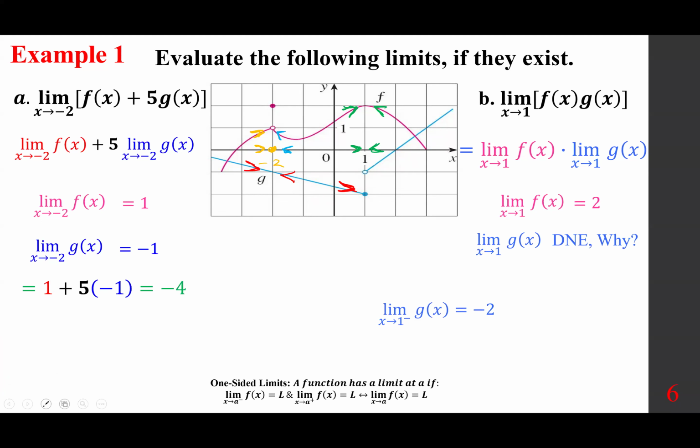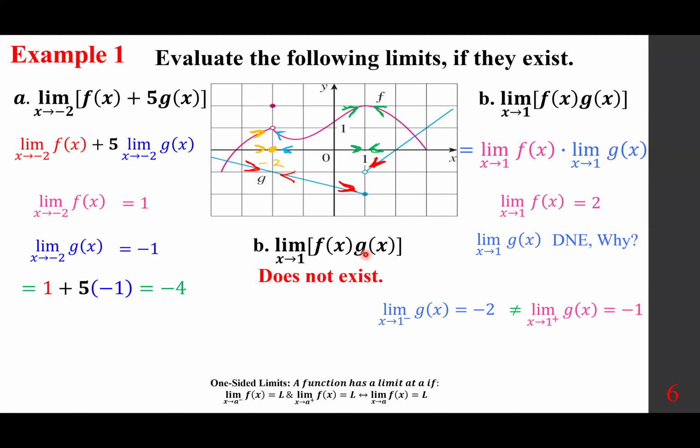From the right, we are moving this way. We are moving towards this point, and now it has the y coordinate -1. Because the two are not identical, the limit of g of x as x approaches 1 does not exist. And because one of them doesn't exist, the product doesn't exist either. The limit of f of x times g of x as x approaches 1 does not exist. DNE.